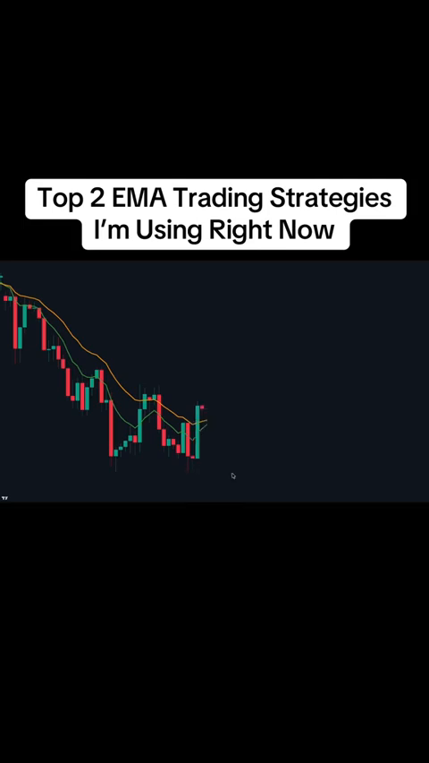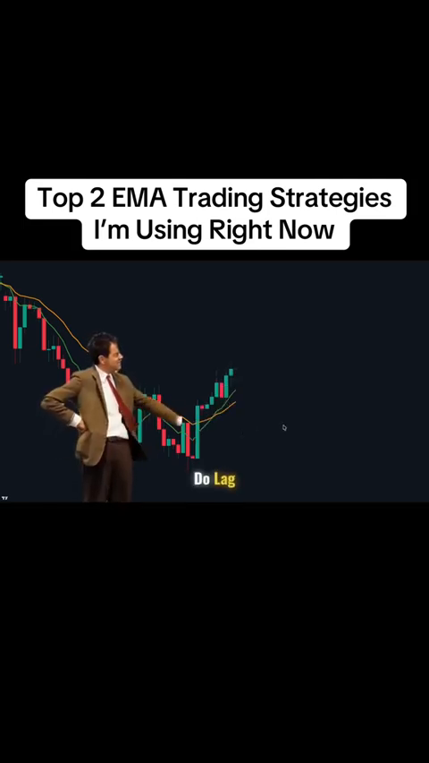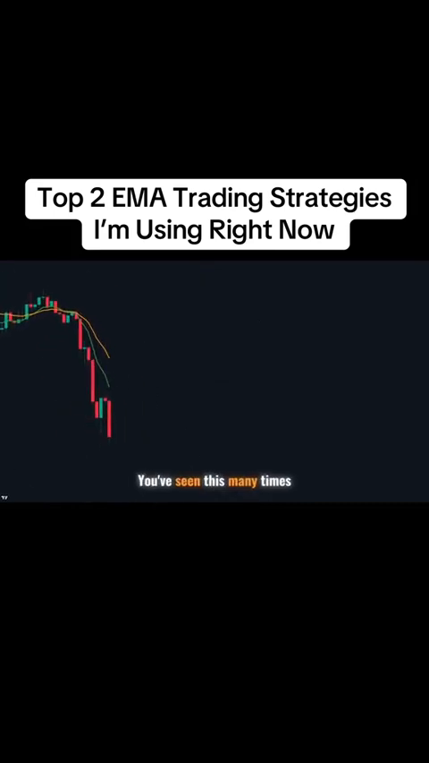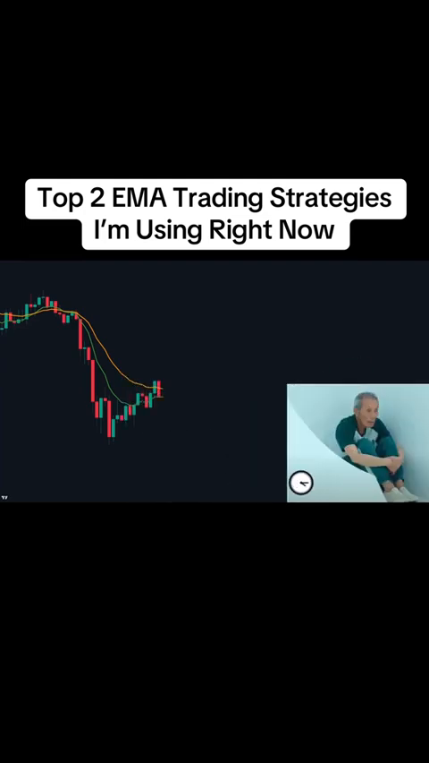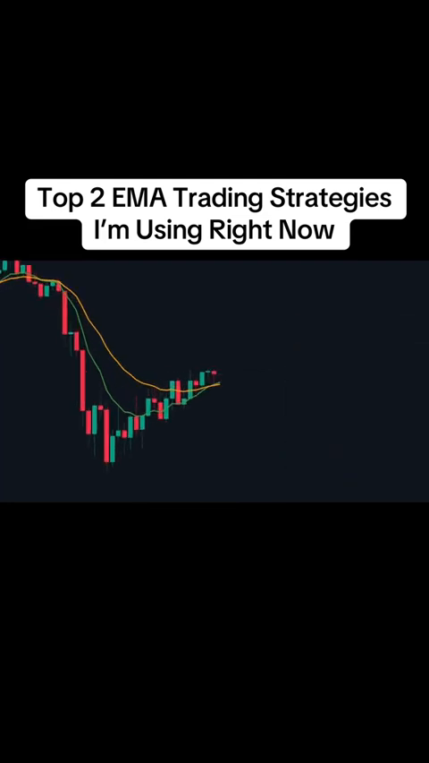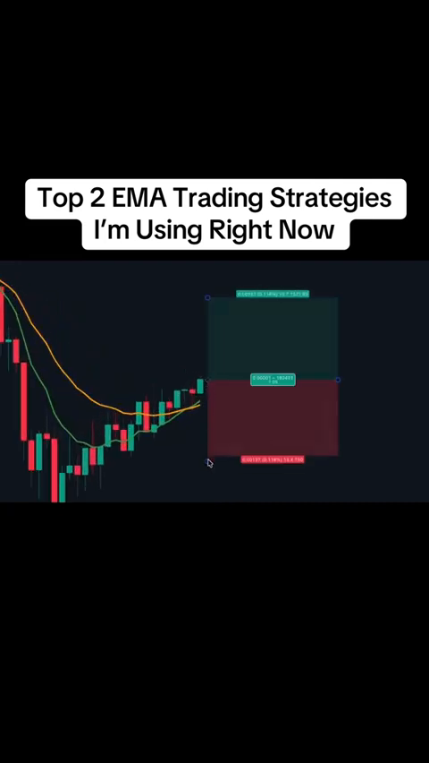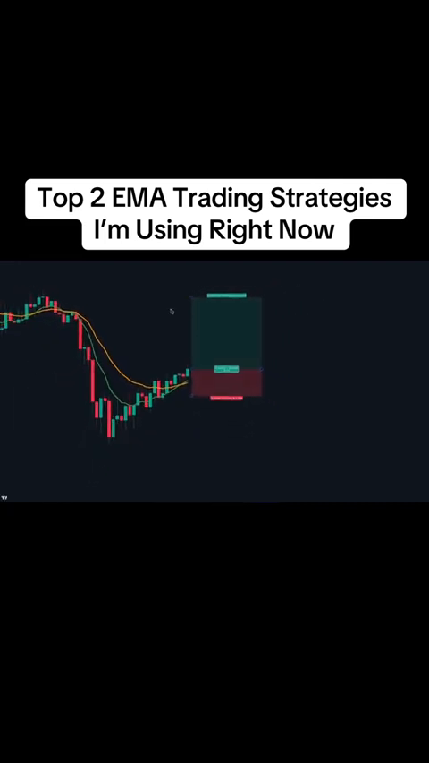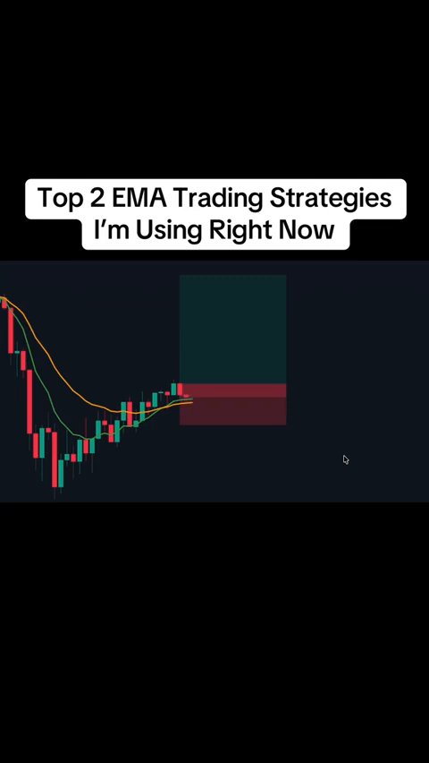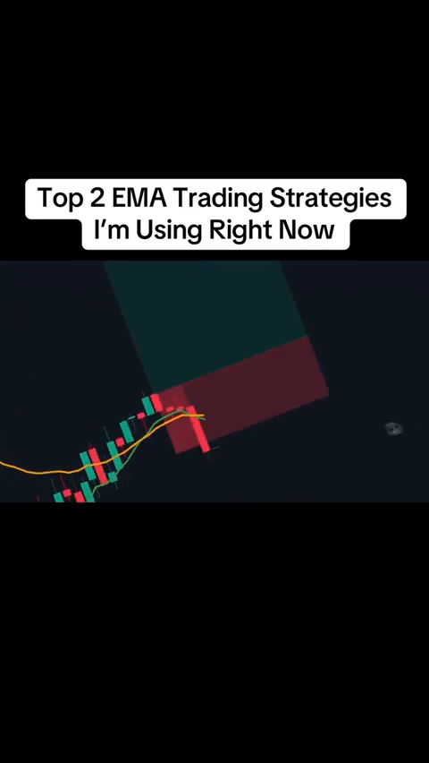You're right, EMA crossovers do lag. And if you've been trading for any time at all, you've seen this many times: price breaks out, starts moving fast, and you're sitting there waiting for that EMA crossover to finally confirm. By the time it does, the move is already gone. You enter anyway, because now it looks official. And then what happens? Two candles later, the crossover disappears, price pulls back, and your stop loss gets hit again.